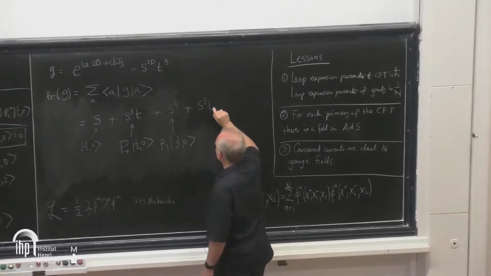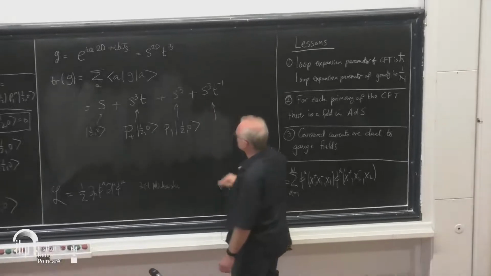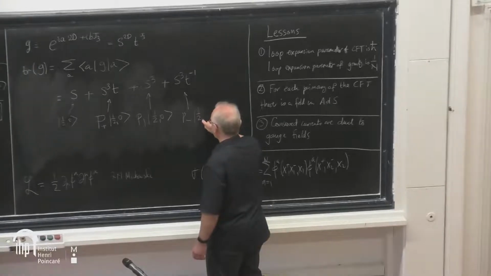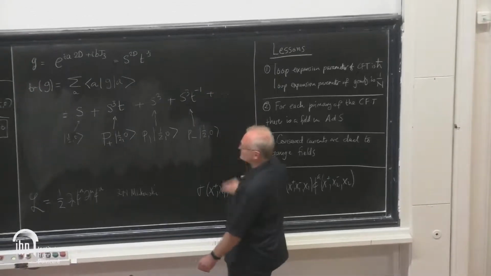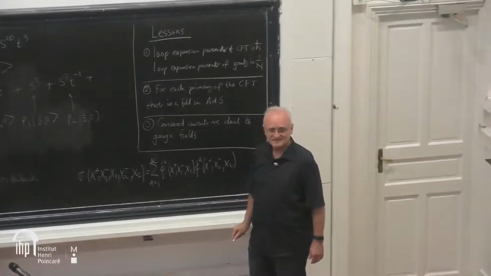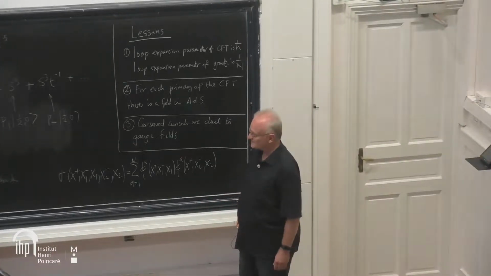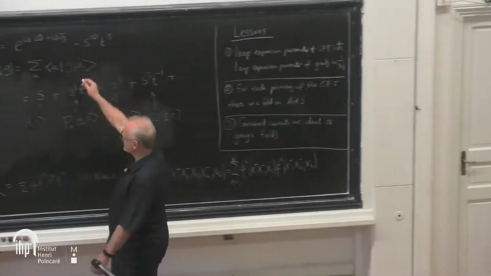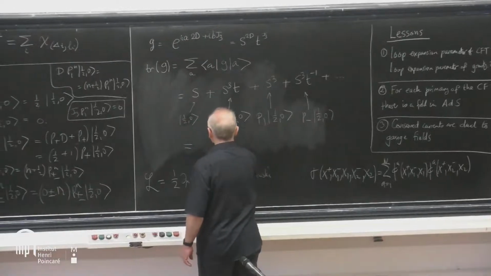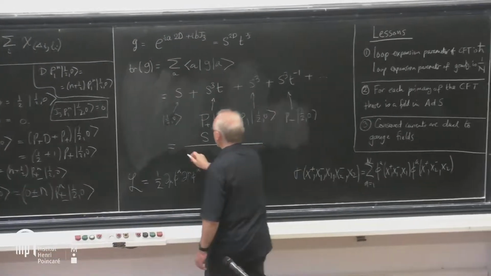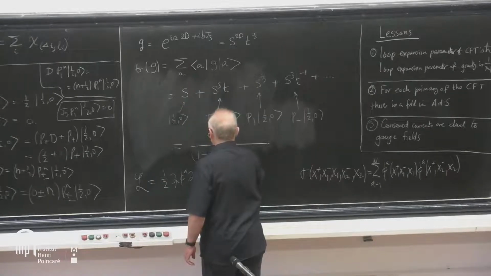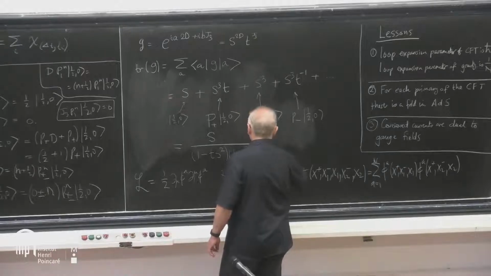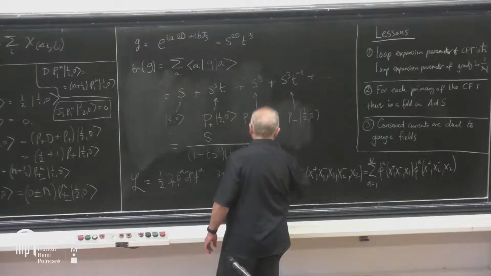Plus S cubed T to the minus 1. Which descendant is that? P minus. Perfect. P minus on 1/2, 0. And so it continues. Now I'm going to write down the answer, and you'll see that it's got an incredibly intuitive form. The exact answer for this is S divided by (1 minus T S squared)(1 minus S squared)(1 minus S squared over T).